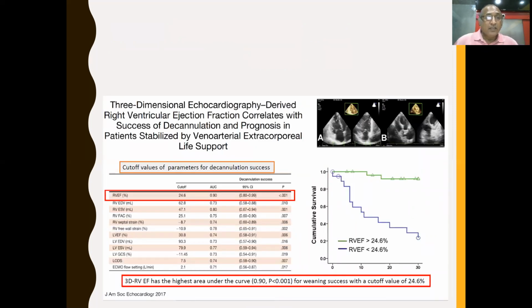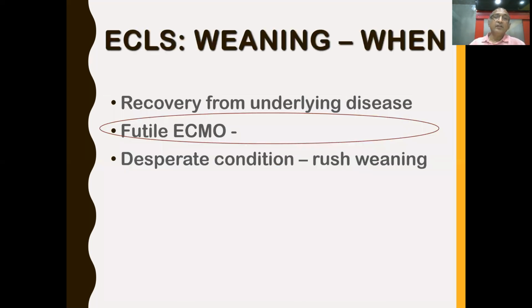In one study published in the Journal of the American Society of Echocardiography in 2017, they showed that there is a cutoff level of 24.6 ejection fraction, and those patients did well and could be weaned off successfully. Those who had an ejection fraction less than 24 could not be weaned off successfully. So that is going to be an important factor.